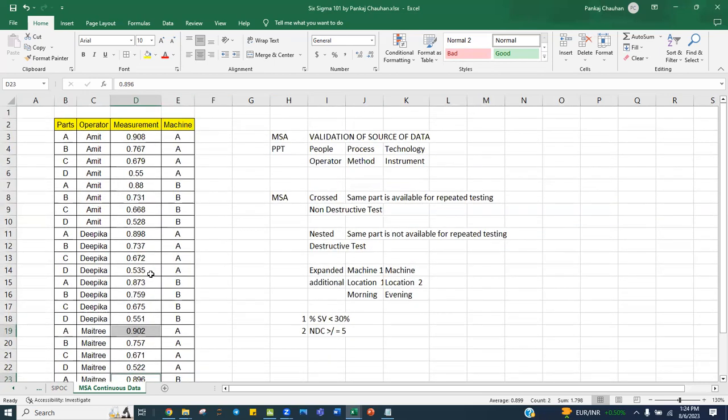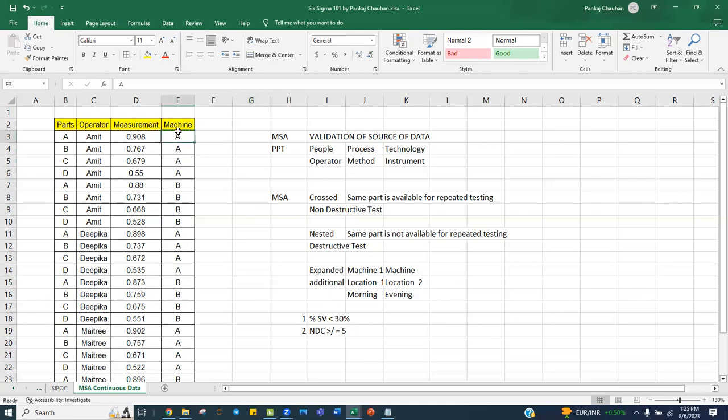When you say reproducibility, I calculate the average value of Amit for part A versus the average value of Deepika for part A. The difference between the average of Amit and the average of Deepika is called the reproducibility variation. And the sum of repeatability and reproducibility variation is your total variation, which is also called the study variation percentage.